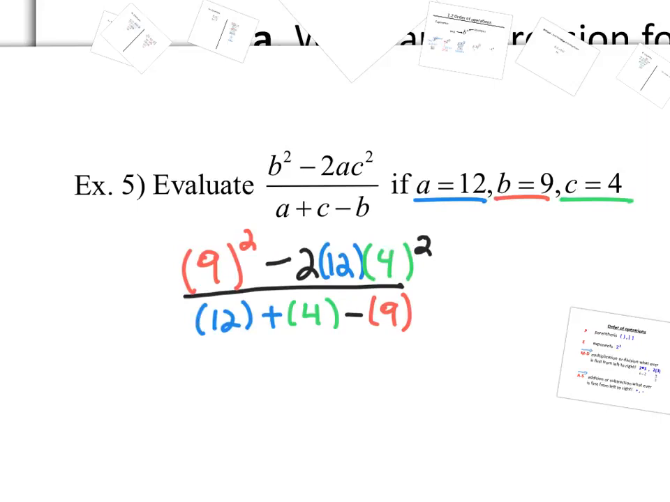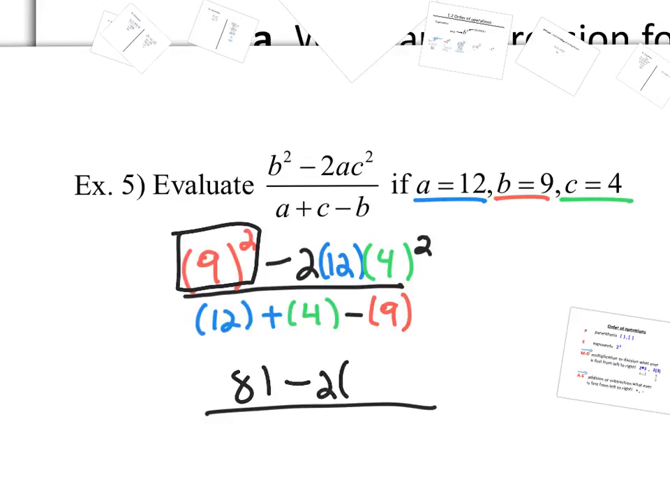So let's go ahead and just do that. So on the top, we don't have anything inside of the parentheses. The 9, you can't do anything to it. The 12, you can't. 4, you can't. So we do exponents. So 9 squared, 81, minus the 2 times the 12. And I'm going to multiply. I'm going to square the number, and I have a 4. So 4 squared right here.